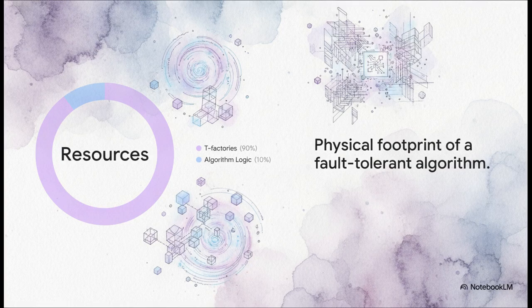And I want to point out a staggering reality check regarding those resources. When you look at the physical footprint of a fault-tolerant algorithm, you might logically think most of the hardware is dedicated to running your core logic, right? Not even close. Often upwards of 90% of your physical resources are dedicated strictly to producing magic states via T-factories. Think about that. The actual algorithmic operations represent just a tiny, tiny slice of the pie. The sheer overhead of error correction and distillation is just massive.